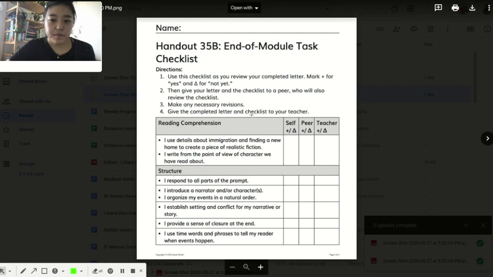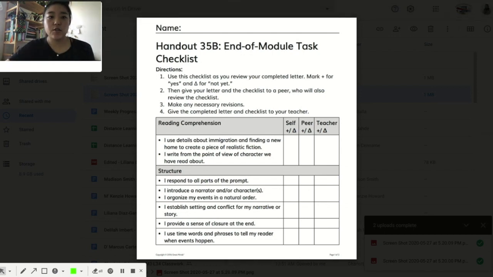Okay. So I want to also emphasize, some of you submitted this checklist back to me, which is great. You wrote down plus or triangle, but again, don't worry about that. You don't need to send this paper in to me. What I care more about is you rereading your paper and adding revisions, okay?